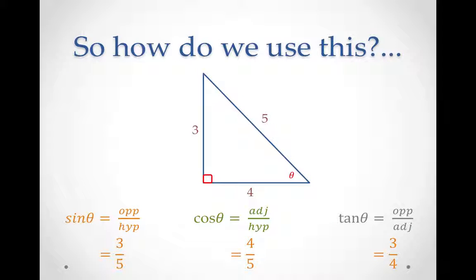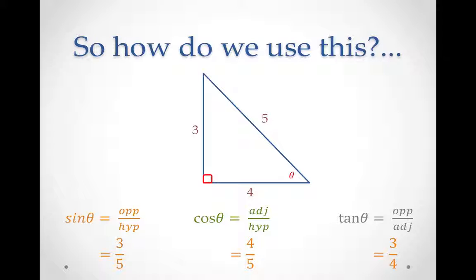So how do we use this? Here's a right-angled triangle where I've given a missing angle, theta, but in this case I've given you the lengths of each side of this triangle. The hypotenuse has a length of 5, the opposite side has a length of 3, and the adjacent side has a length of 4. So how do we find sine of theta, cos of theta, and tan of theta using this triangle?